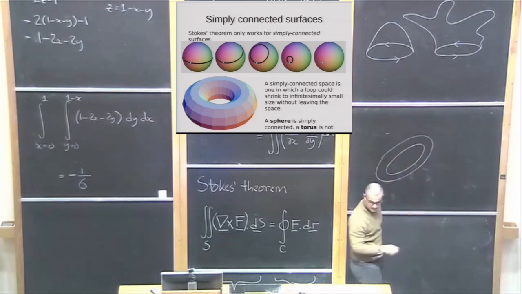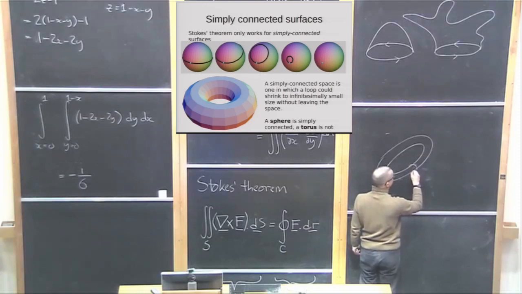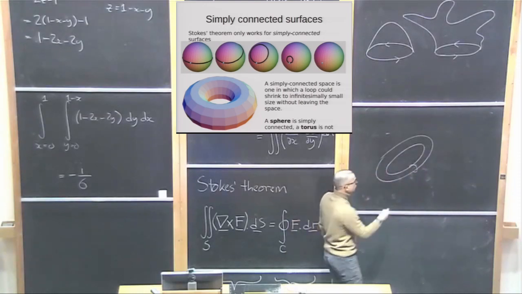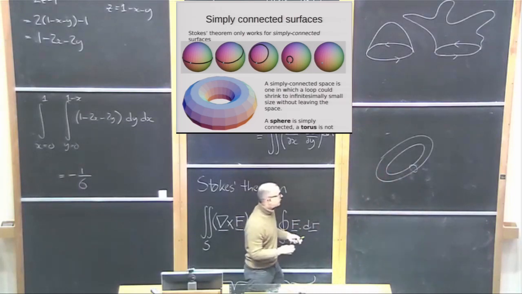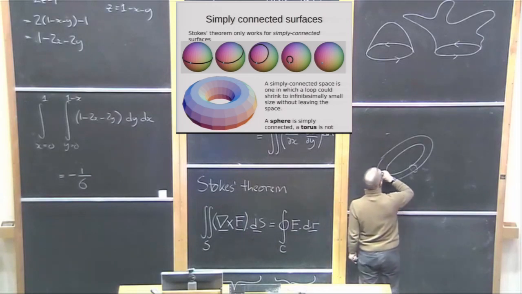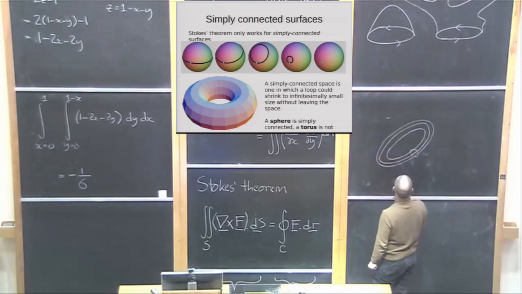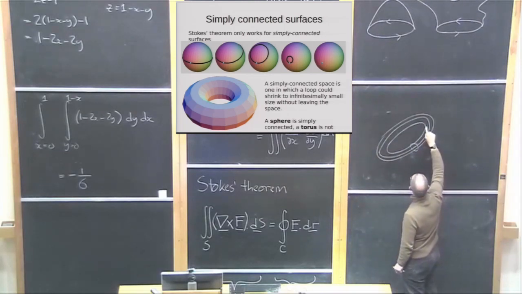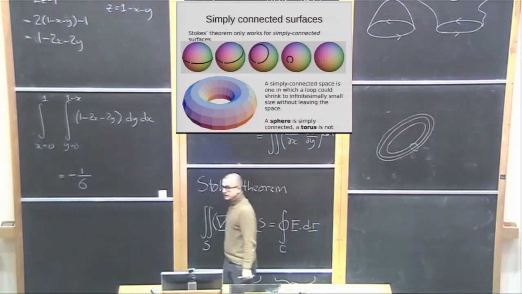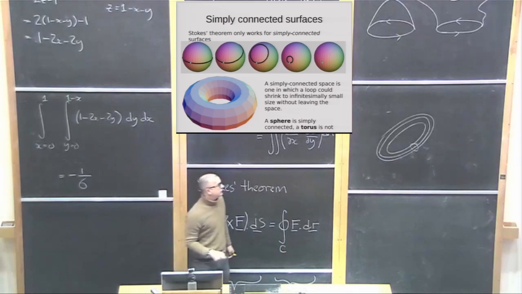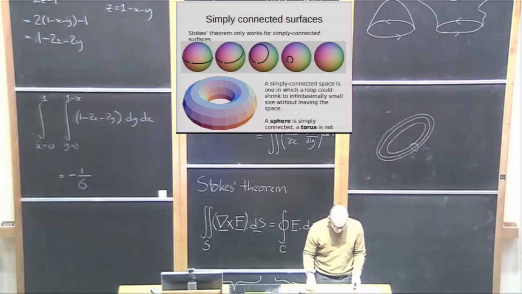So here's a bad illustration of a torus. I could draw a loop around the torus like this, and I could not shrink that loop to infinitesimally small without leaving the surface. It would have to cross the boundary of the torus. Equally, I could have a loop around my torus like this, and I could not shrink it beyond the point at which it matched in length the inner radius of the torus. To shrink it further, it would have to leave the surface. So a torus is not a simply connected space, but something like a sphere or a plane is.